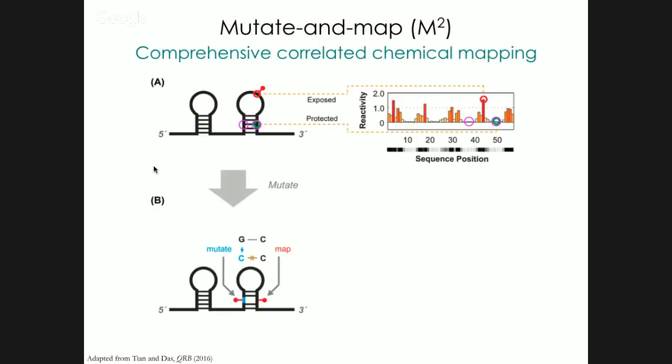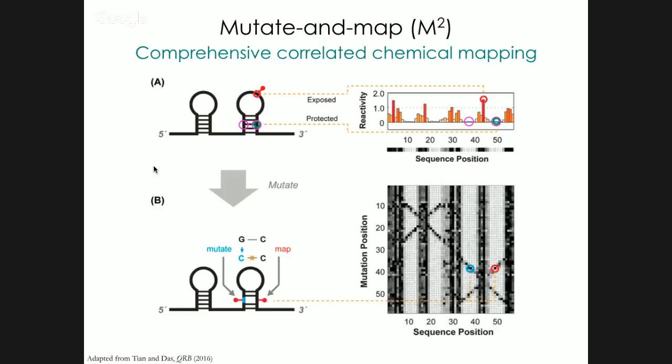One way to resolve this ambiguity would be to make a point mutation at the protected residue and see which other residue or residues become more reactive since the base pair is now broken. So our lab developed this concept into an experimental protocol called mutate and map, in which we generate a library of single point mutants and map each of them.